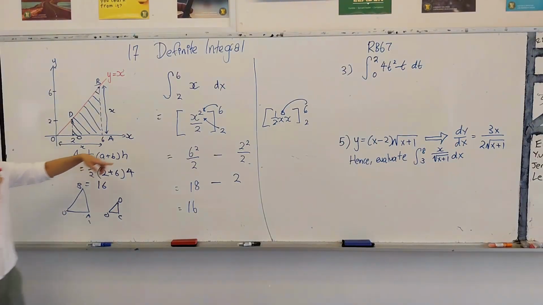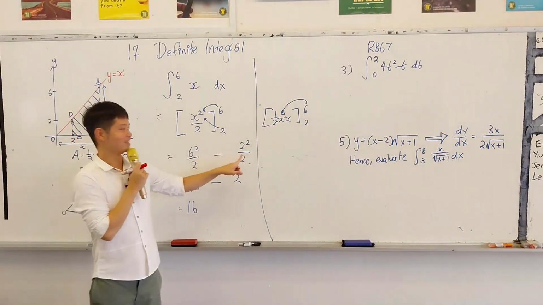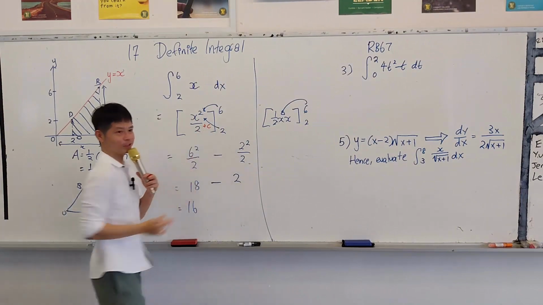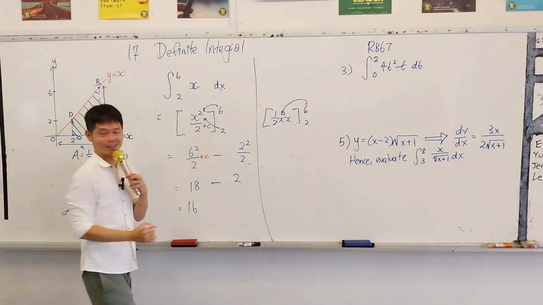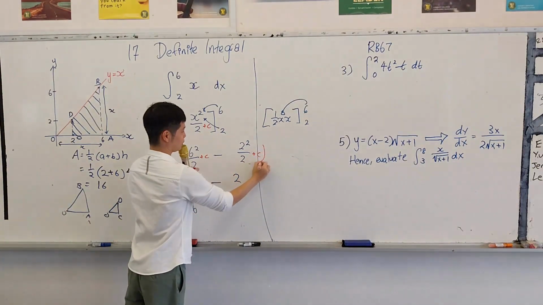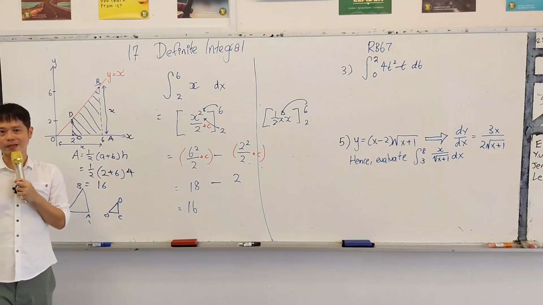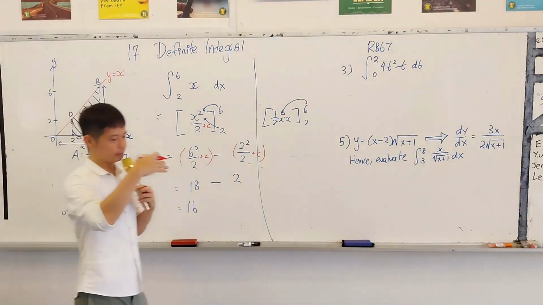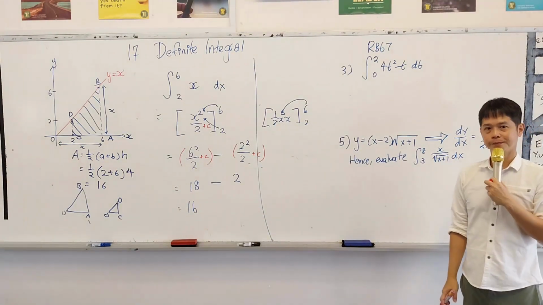Very good. So let's say I plus a C here. So there will be a C here, and a C here. Teacher always says plus C. So down here I will have a plus C, and down here I will have a plus C, correct? What will happen to the C? C minus C becomes zero. No more C already. So when finding definite integral, we never bother about the C. Is that clear?